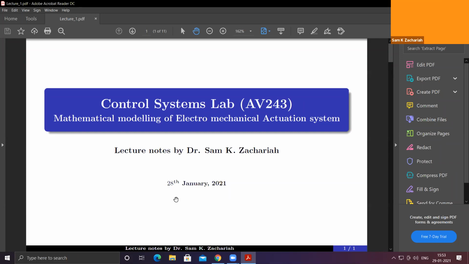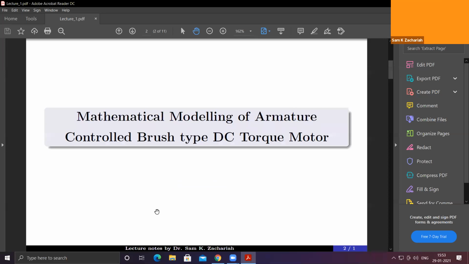It is a physical system, and as per the history, it is the first electromechanical actuation system developed by ISRO, even though it is in the fourth stage of PSLV. And it is actually using a brush type electromechanical actuator. I will show you the details of that. First portion is mathematical modeling of an armature controlled brush type DC torque motor.